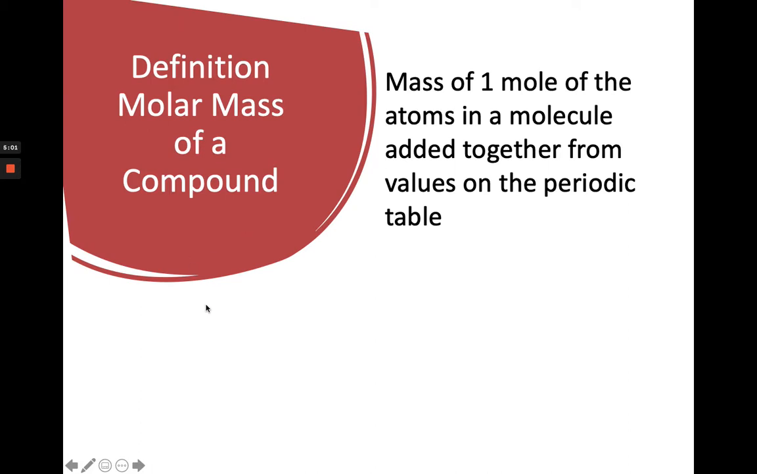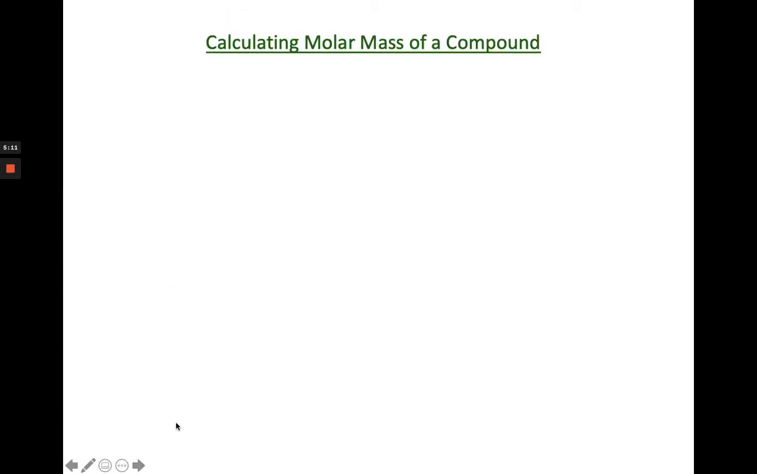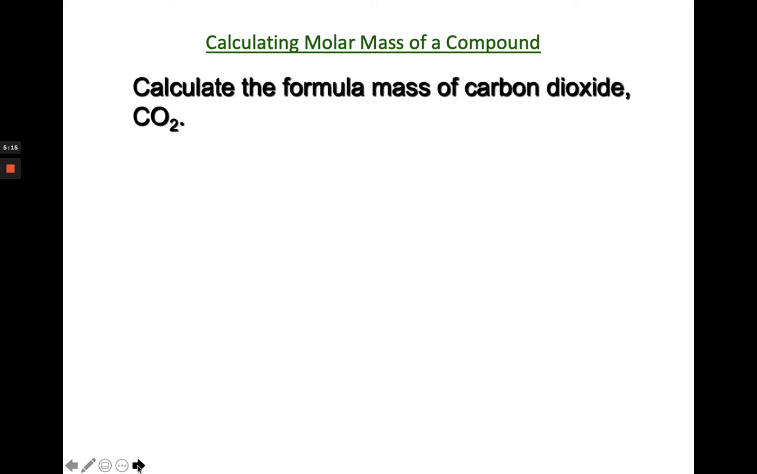The best way to see this is for me to give you a couple of examples. So be sure you have this written down. If you need to pause the video, do that. And then we're going to do a few examples. So here's how you would calculate the molar mass of a compound. For example, carbon dioxide gas has the formula CO2. So one molecule of CO2 has one carbon and two oxygens in it.